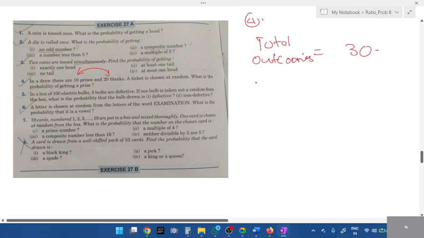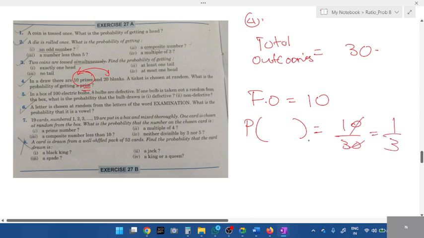In these 30 outcomes, what is the total favorable outcome, students? Prize or blank? Which is the favorable outcome? What are you looking for? Prize. Total how many prize do we have? 10. Then what is the probability? 10 by 30. The answer is 1 by 3.